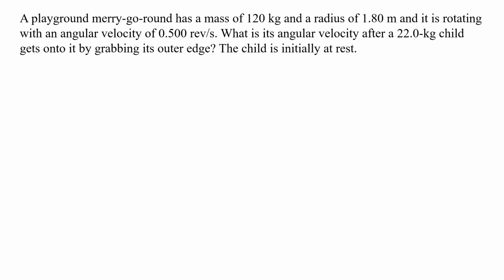A playground merry-go-round has a mass of 120 kg and radius of 1.80 meter, and it's rotating with an angular velocity of 0.500 revolution per second. What is its angular velocity after a 22.0 kg child gets onto it by grabbing its outer edge? The child is initially at rest.